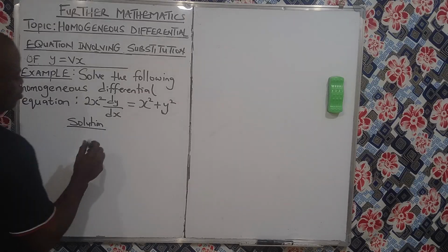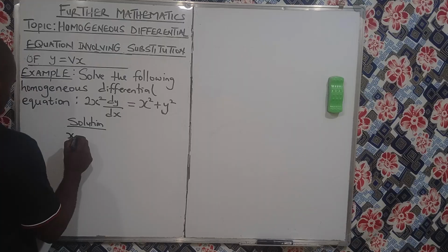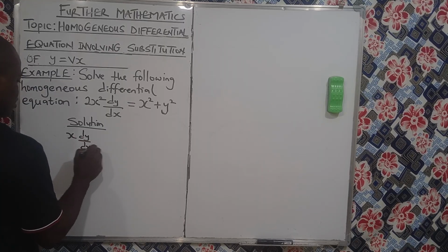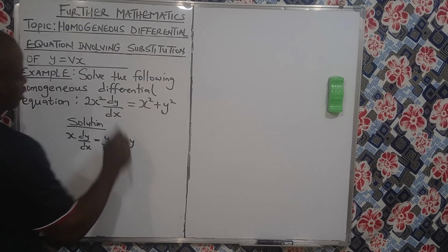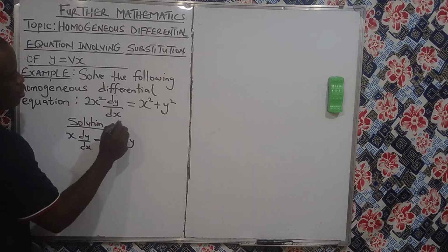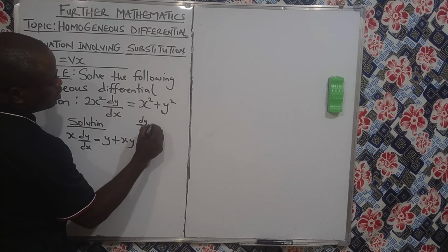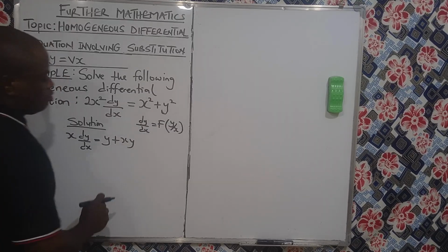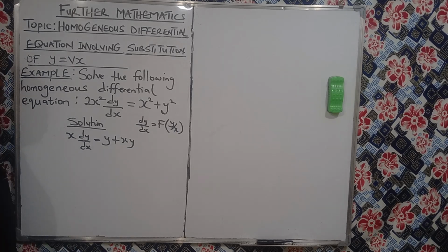When you have a question like this, x dy over dx equals y plus xy. Let's see a question like that. How do you know whether it's homogeneous or not? Let's always have at the back of your mind that dy over dx equals f as a function of y over x. What you have at the right hand side must be in the form of y over x.